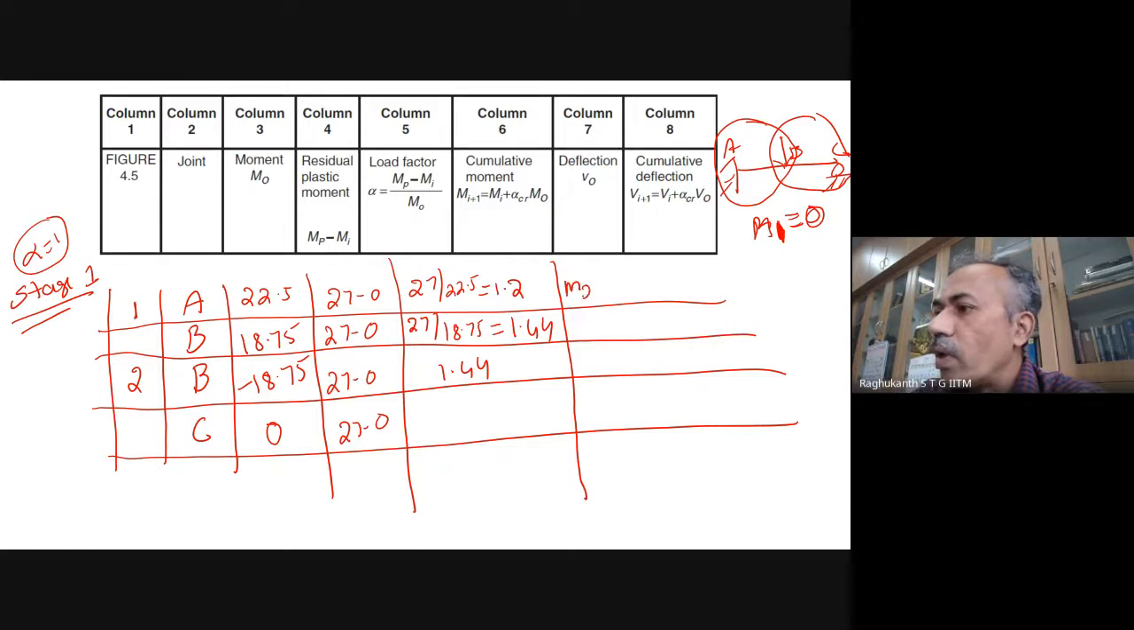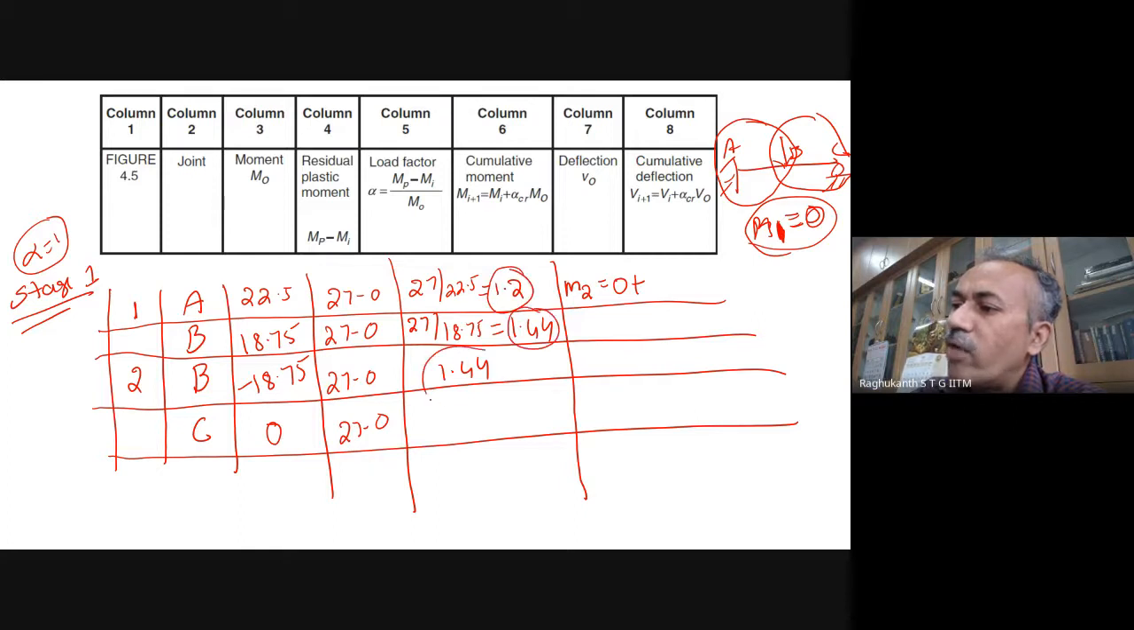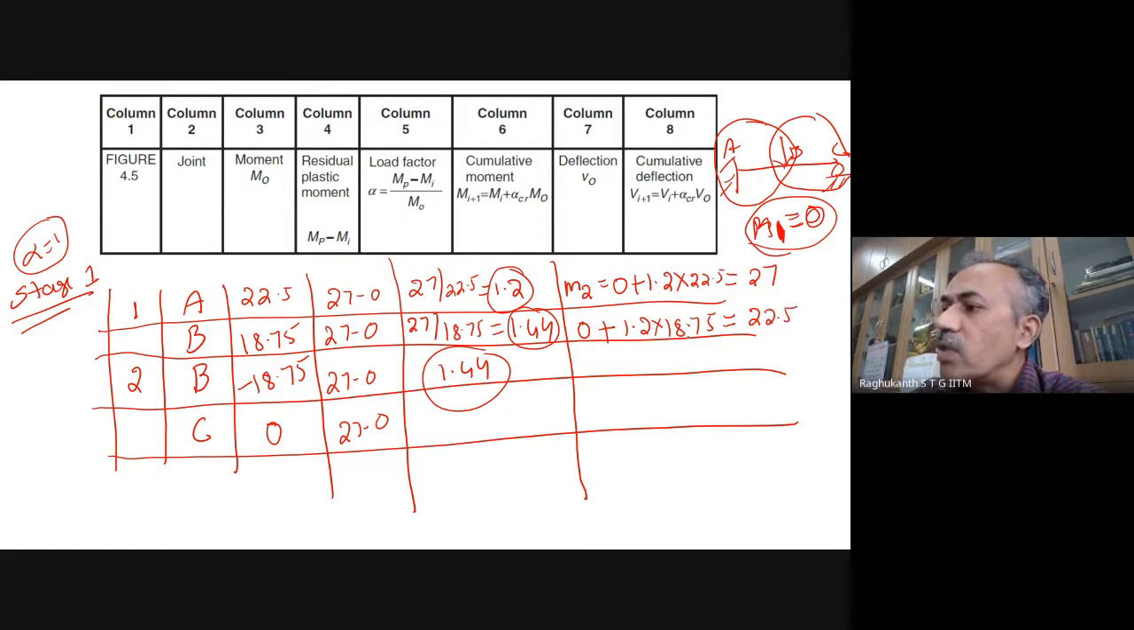That is m2. m1 is 0, since at the starting stage the m1s are all taken as zeros. So this becomes 0 plus alpha, where you have to take the lowest factor. The lowest among 1.2 and 1.44 is 1.2. So 1.2 times 22.5 turns out to be 27 kilonewton meter, and this one is 0 plus 1.2 into 18.75, which turns out to be 22.5. Of course the minus sign is there, and this is 0 actual. If you want, you can also compute the deflection easily. So this is stage 1 of the analysis.